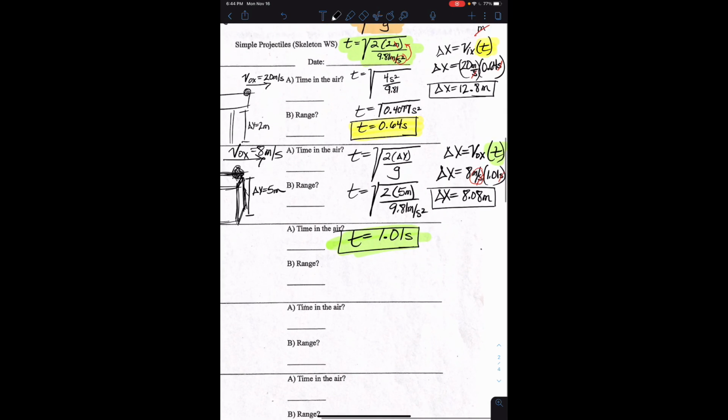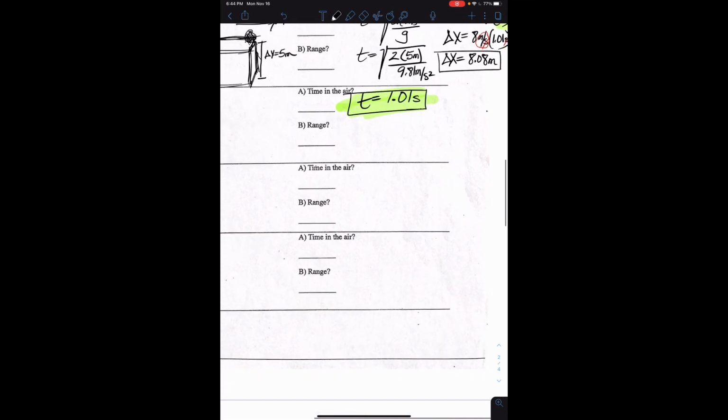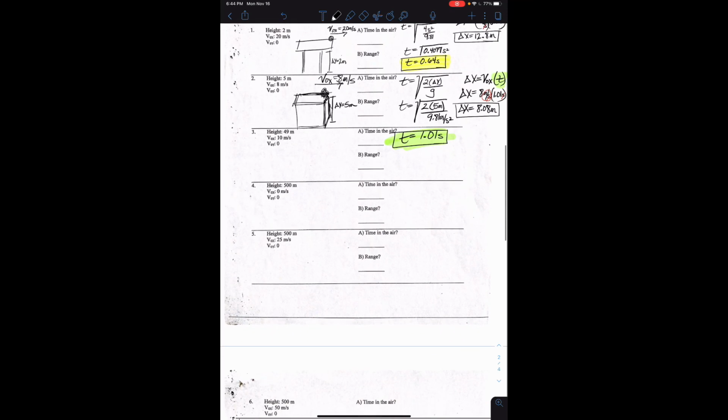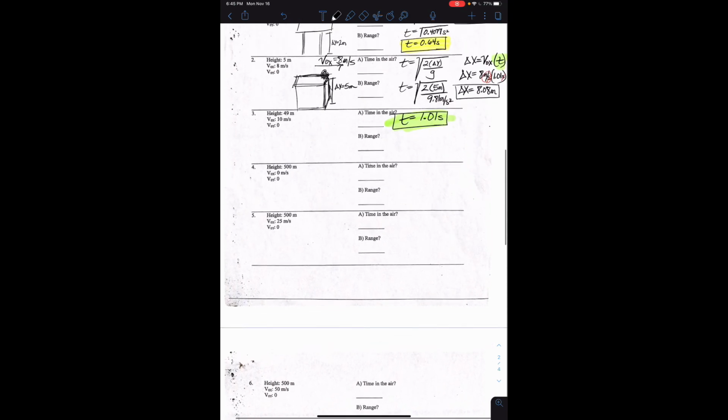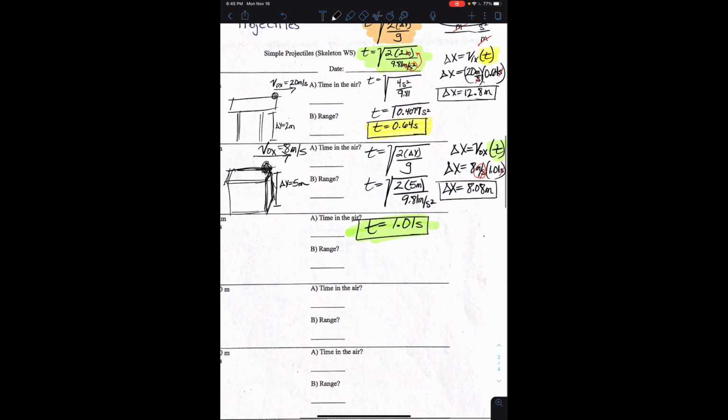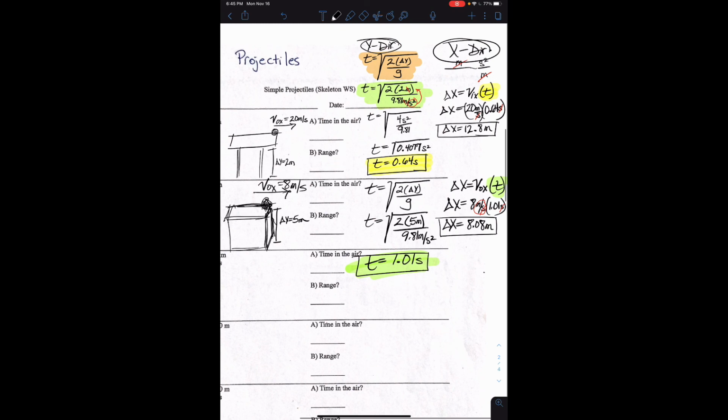I worked out 2 of them for you. You've got the other ones you can complete on your own. I think there's 10 or 11 here. I'll probably shorten it a little bit for the assignment, but at least you know what you're doing now, and you can work on the rest.